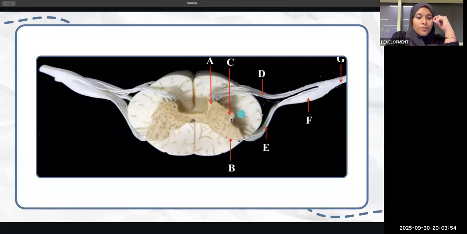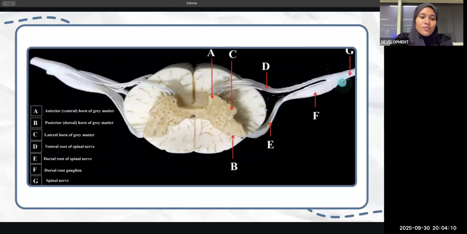And what is C? Lateral horn. G is also like the rami, but since you can only see one here, you can say spinal nerve. If they put a pin on G, just say spinal nerve. Yes, you're correct. Spinal nerve. And here are all the answers.